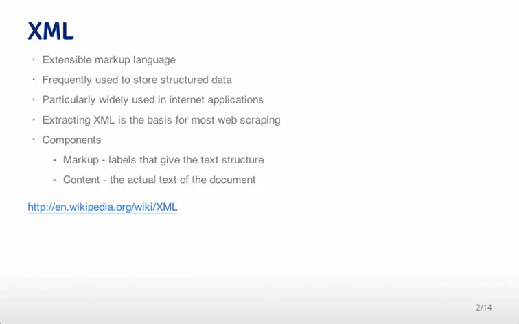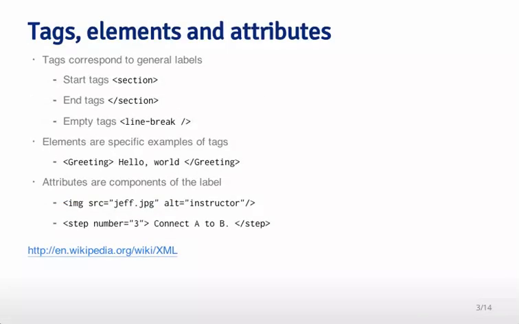There are two components to an XML file. There's the markup, which is the labels that give the text structure. If you just started typing, you would end up with an unstructured text file. The markup is the way that you add labels so that the file ends up being structured. And then the content is the actual text that you type in between the labels that give the structure to the text. To be more concrete, we'll talk about tags, elements, and attributes.